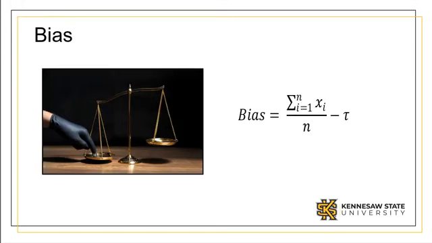Bias is the difference between the output of the measurement system and the true value. In the formula here, N is the number of times the standard is measured, X sub I is the ith measurement, and tau is the specification value. Bias is usually reported as a percent of process variation or as a percent of tolerance. Bias is negative when the gauge underestimates and positive when the gauge overestimates.